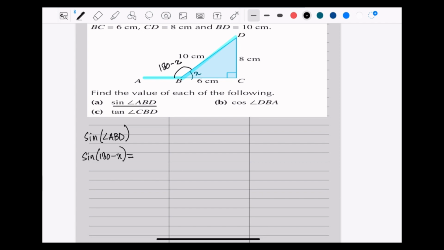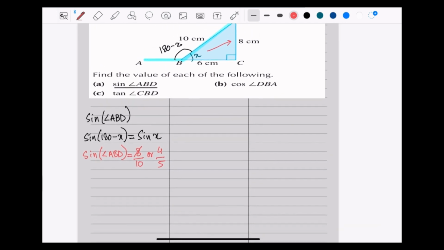And according to our identity, the value of sine in the obtuse quadrant is the same as sine of x. So rather than finding sine of 180 minus x, we know how to find sine of x, which is opposite over hypotenuse. So sine of angle ABD is equal to sine of x, which is 8 over 10, or 4 over 5 in its simplest form.